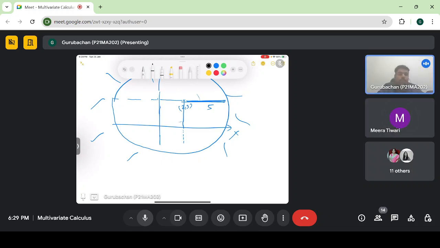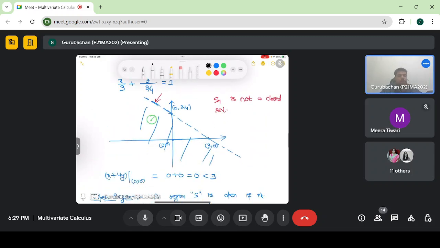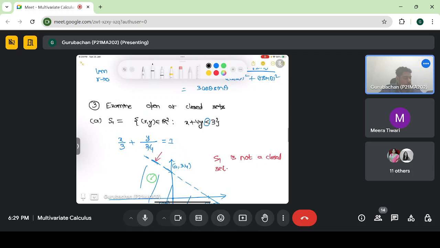Sir, can you please show this set as S1? Yes, this is S1. Sir, the actual set S1. This one is the S1 set.